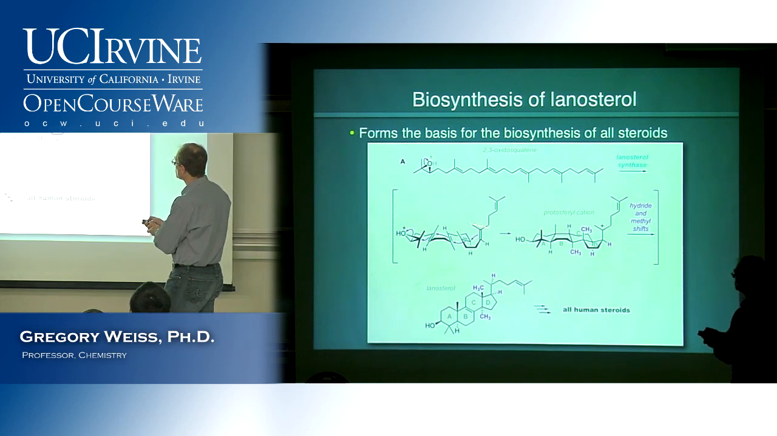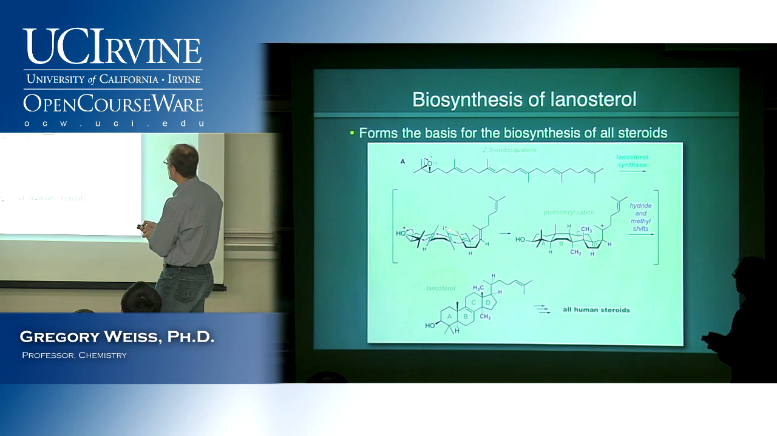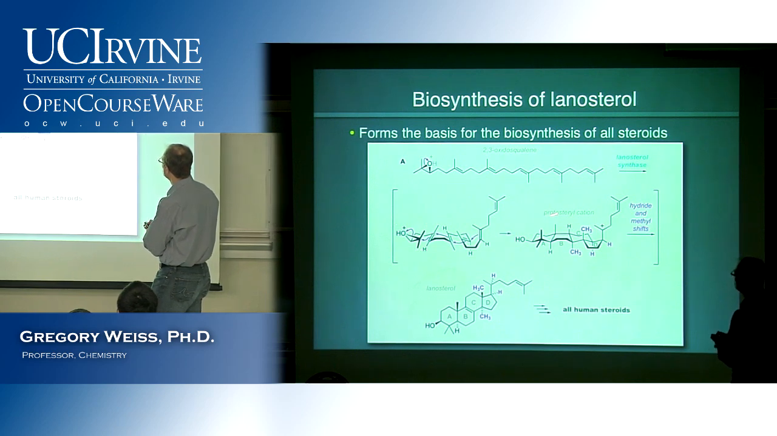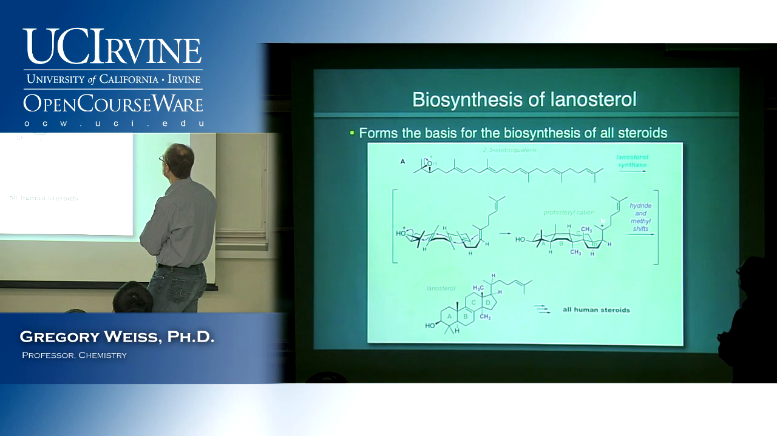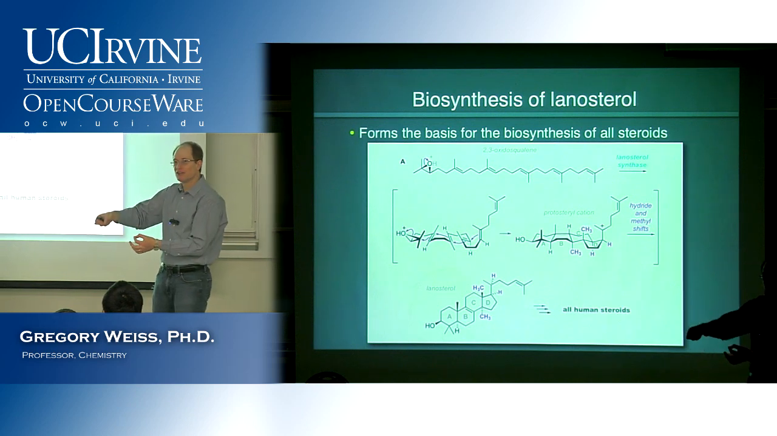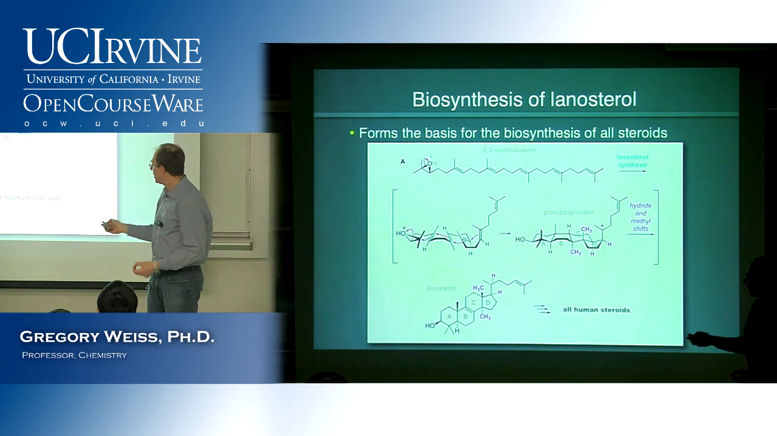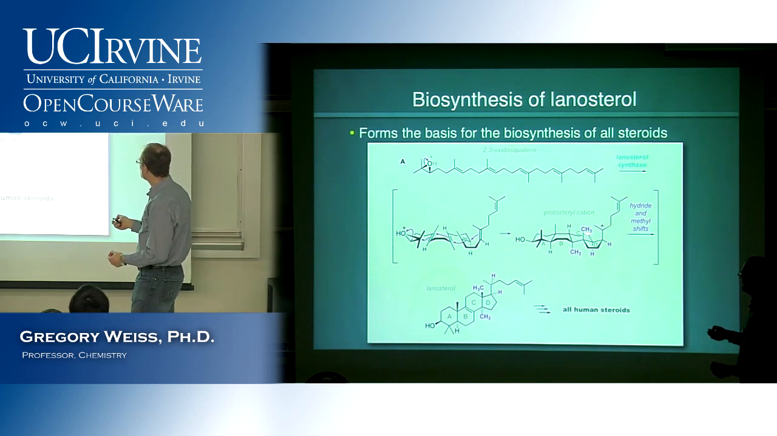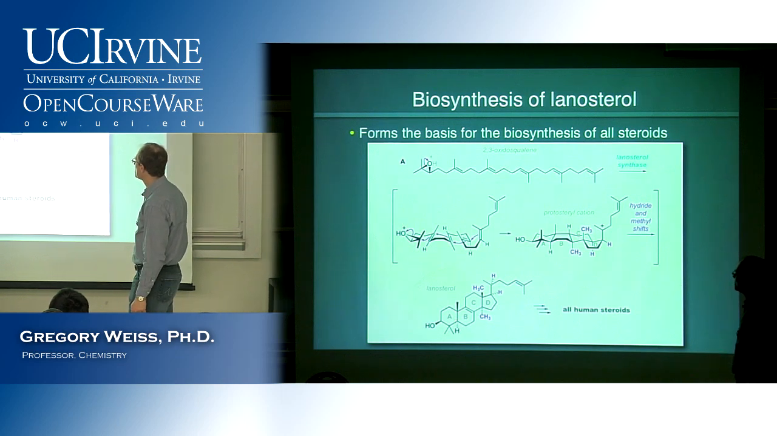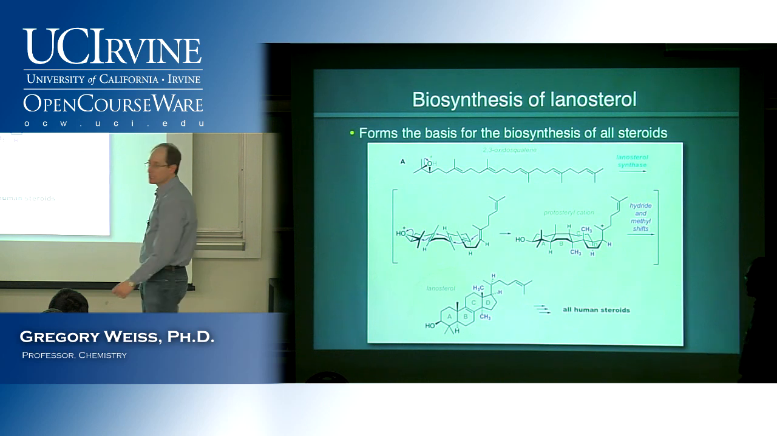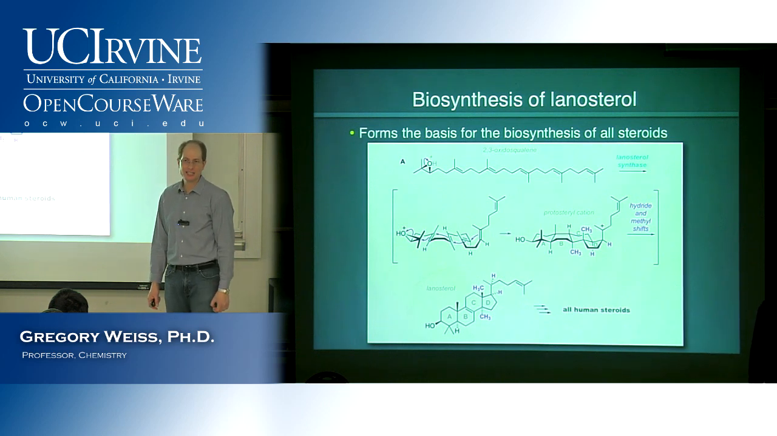So after this cyclization cascade, this compound here, protosterol cation, undergoes a series of methyl transfer events where hydrides and methyls, all the ones highlighted in pink over here, hop around and migrate. And by doing this, this gets you eventually to lanosterol, which then becomes the basis for all human steroids. Okay, so this is a carbocation cyclization that all of you are doing even as we speak.